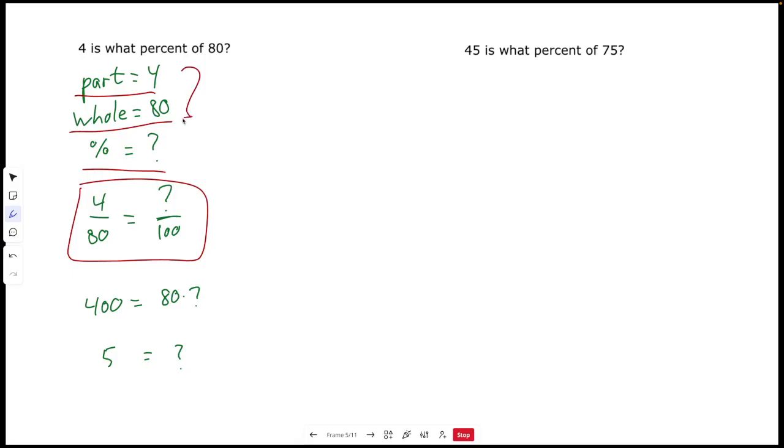So this is step 1, this is step 2. Step 3, when you cross multiplied, you did the butterfly, you should have gotten this. And when you divided by 80, 400 divided by 80 should have given you 5. Okay? Should have given you 5.